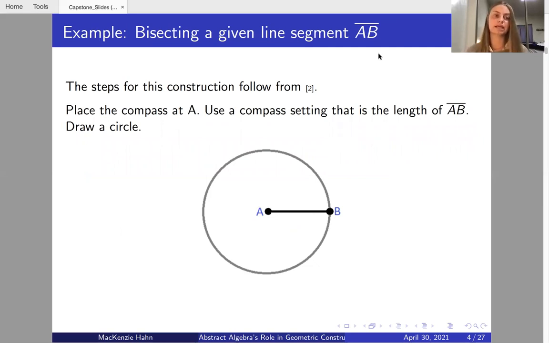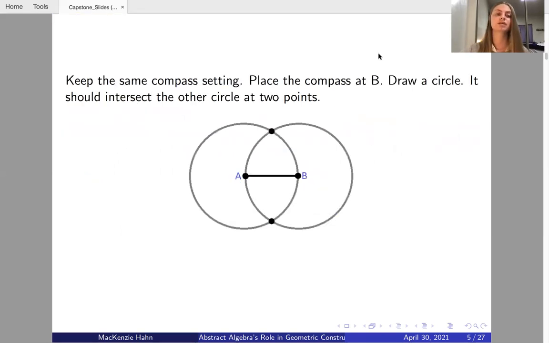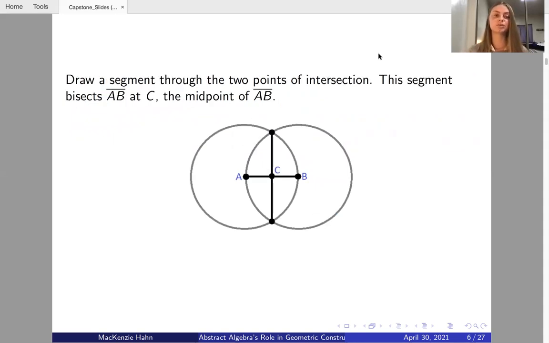Given a line segment AB, we're going to place the compass at point A, use a compass setting that is the length of AB, and draw a circle. Using that exact same compass setting, we could place the compass at point B and draw another circle. That circle is going to intersect the first one at 2 points. From those 2 points of intersection, we can draw a line, and that line is going to bisect our given line AB at a point C. And C is the midpoint of AB. So we can use a compass and a straight edge to bisect a given line segment.